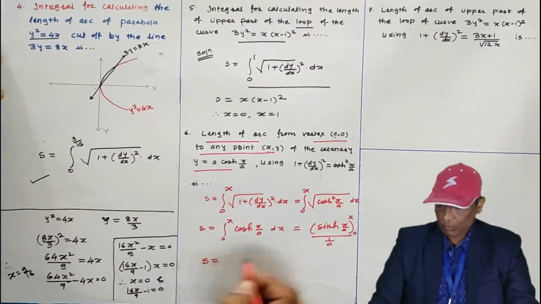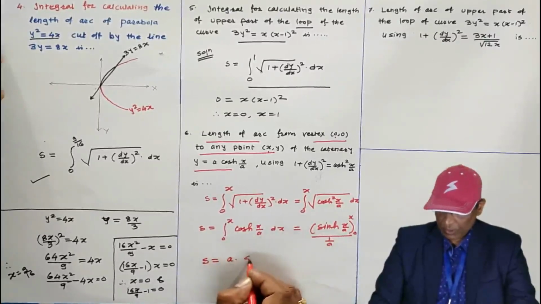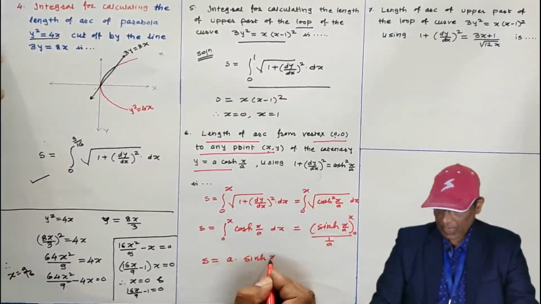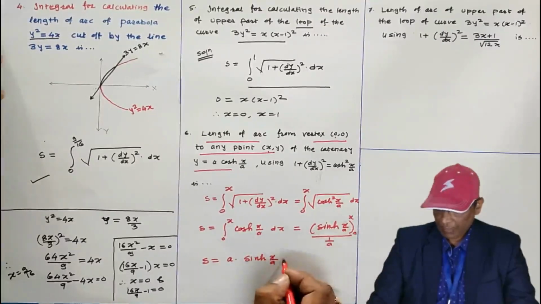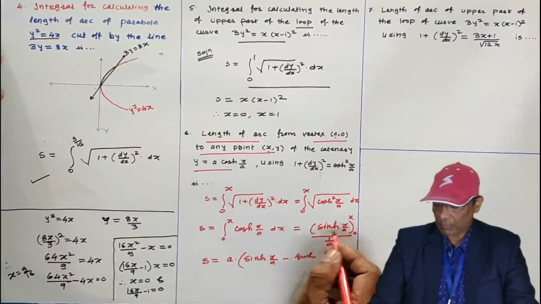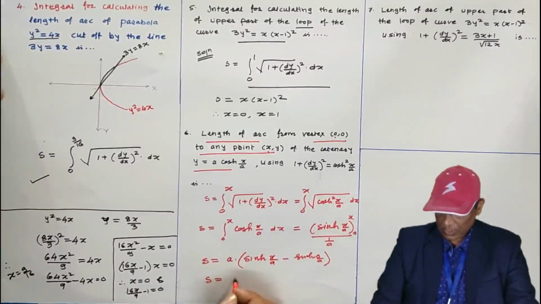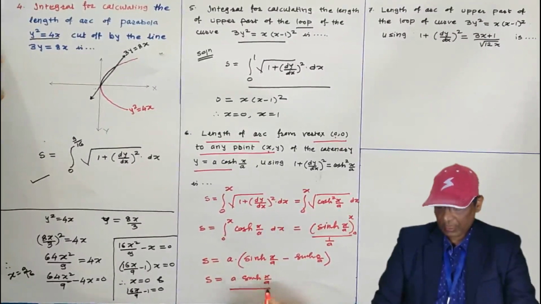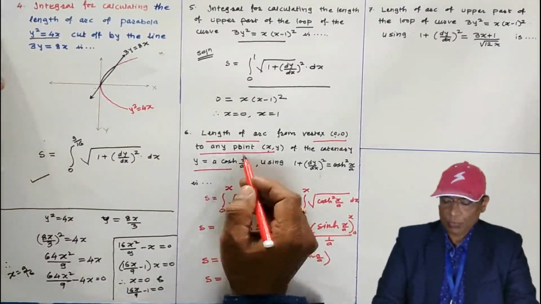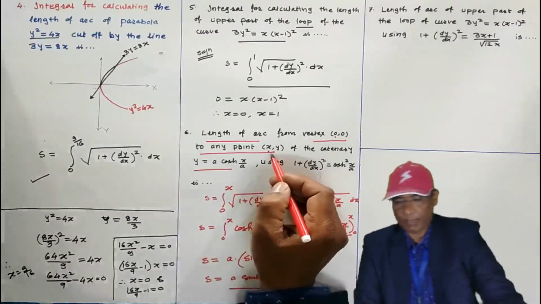Then substitute: put x equal to the upper limit. The a will jump into the numerator: a sinh(x/a), minus put x equal to 0, a sinh(0), and sinh 0 is 0. Therefore, a sinh(x/a) is the length of the arc of this catenary from (0, 0) to this point, and this point can be any point of the xy plane.